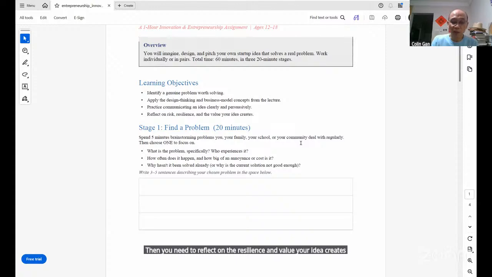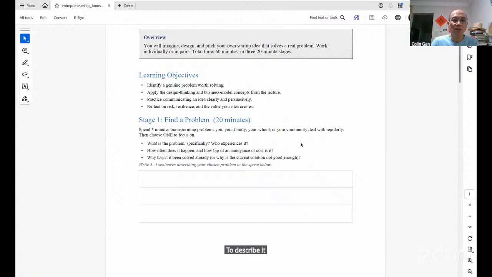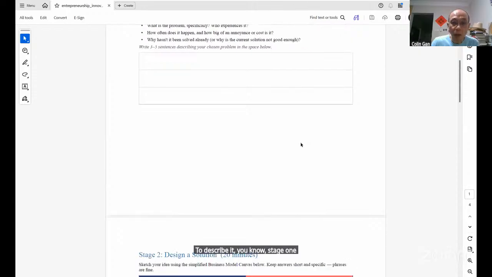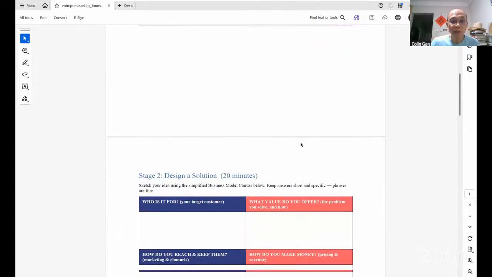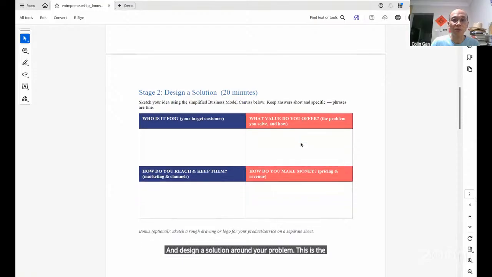So I'm going to share this with Amos so he can share it with the entire community. Find a problem first, and write a few sentences to describe it. That's stage 1. Then design a solution around your problem. This is the business model canvas we are talking about just now.